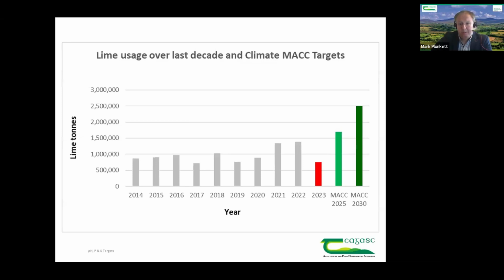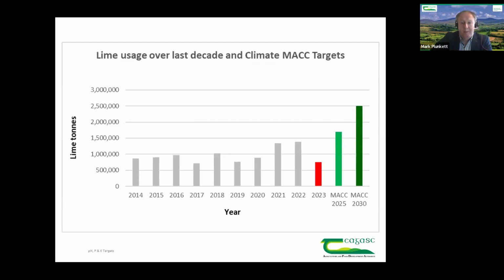But look, I'm very optimistic for 2024 that we'll hit the 1.5, maybe even the 1.7 million tons of lime between now and Christmas. Just to remind you, our MAC target for 2025 is 1.7 million tons. And as we move to 2030, we need about 2.5 million tons of lime applied on an annual basis.